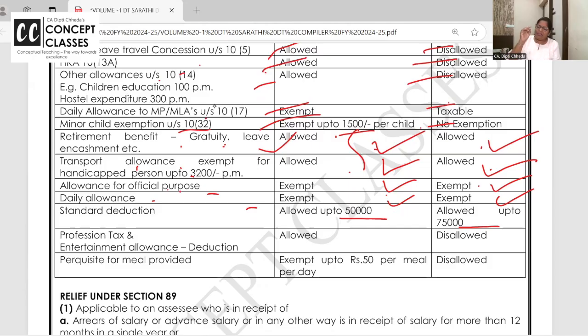A lot of effort I have taken in depth analysis and then I have made this table. PT and entertainment allowance deduction is allowed here, here it is not allowed. 50 per meal exempt, here all that is not there. Perquisites are taxable. All perquisites are fully taxable here. Like here you get the benefit, no? 50 per meal and all.